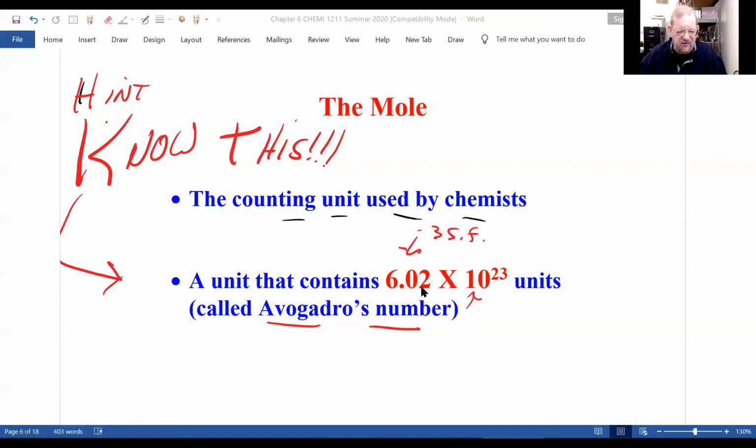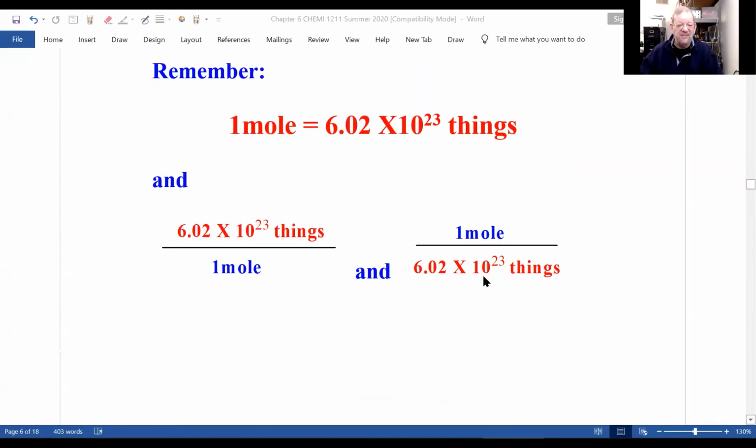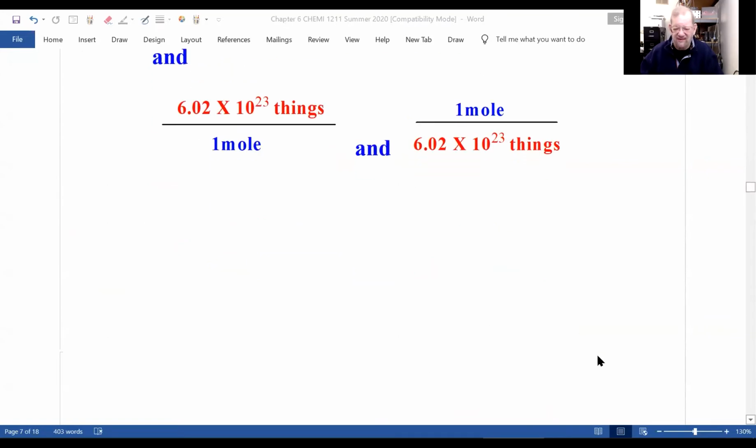And Avogadro's number is 6.02 times 10 to the 23rd. And that could be anything. However, this is chemistry. And in chemistry, I'll come back to this in a second. I should.